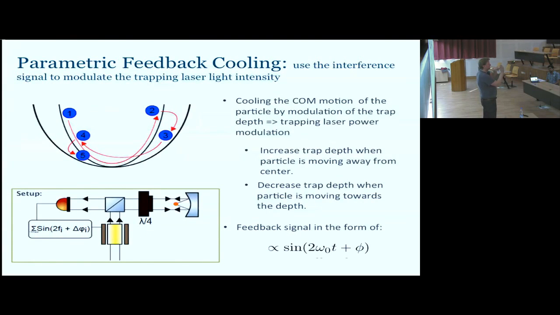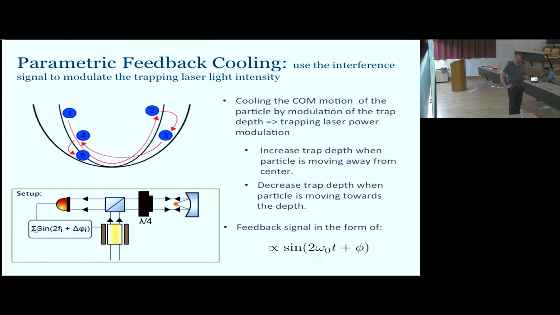Now the trick is that you have to do this switching between high and low intensity, or high and low trapping powers, faster than the oscillation frequency of the particle in the trap. That can be done. I said that the particle oscillates at 100, 150 kilohertz or something like that. And if you have feedback, which is now this system here, which works at megahertz or 10 megahertz, then you're easily faster than the particle motion.